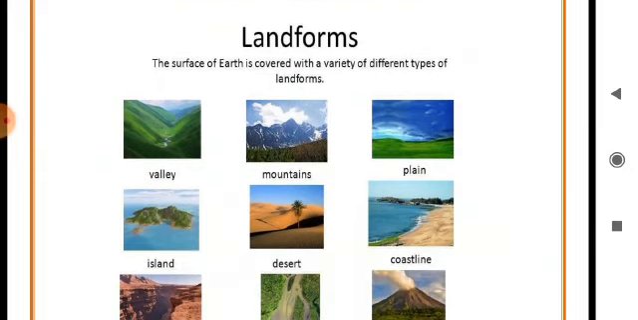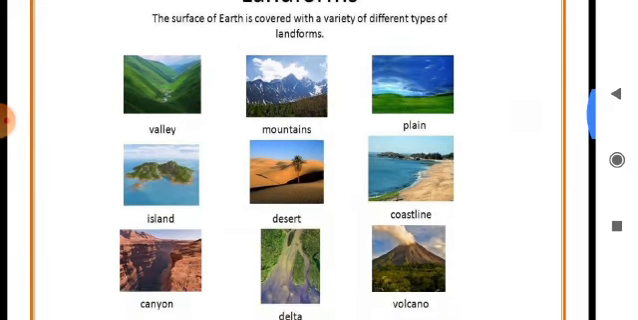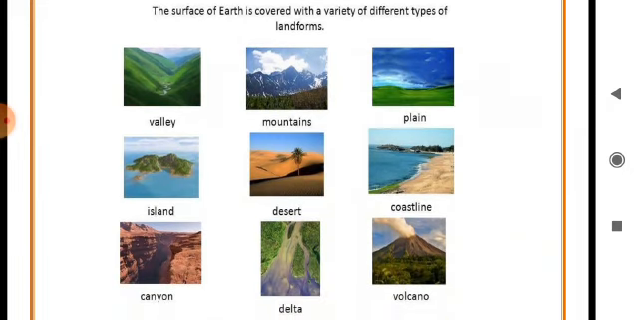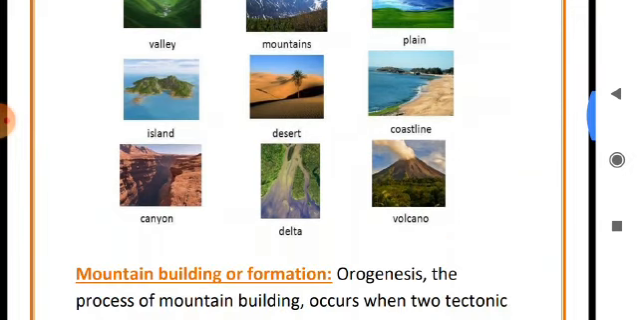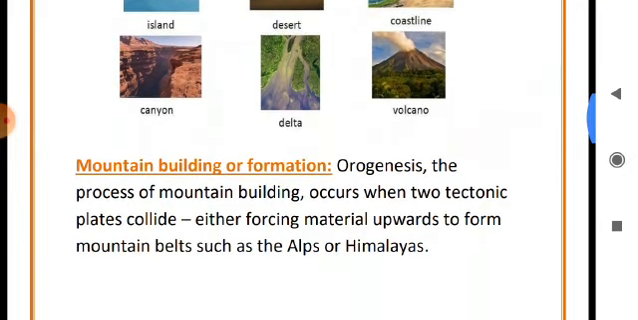So we all know the surface of earth is covered with a variety of different types of landforms like mountains, plains, plateaus, deserts, coastlines, etc. At first we discuss mountains.